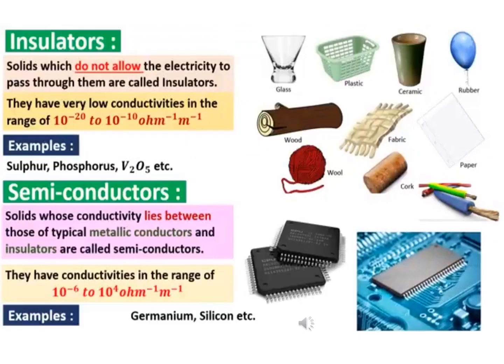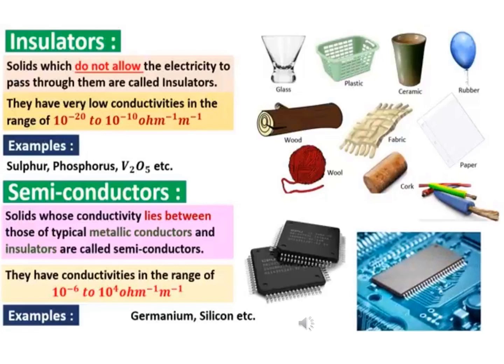The next type, on the basis of conductivity, is insulators. Materials that do not allow electricity to pass through them are called insulators. Insulators have very low conductivities, in the range of 10 raised to power minus 20 to 10 raised to power minus 10 per ohm per meter.